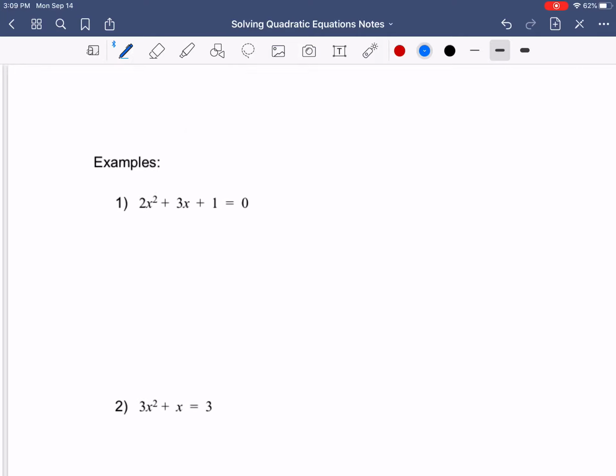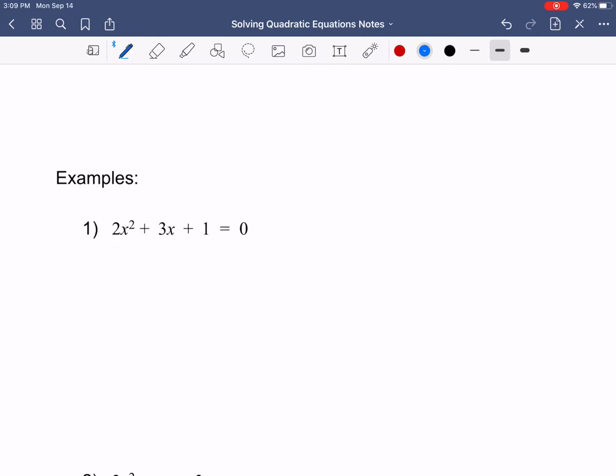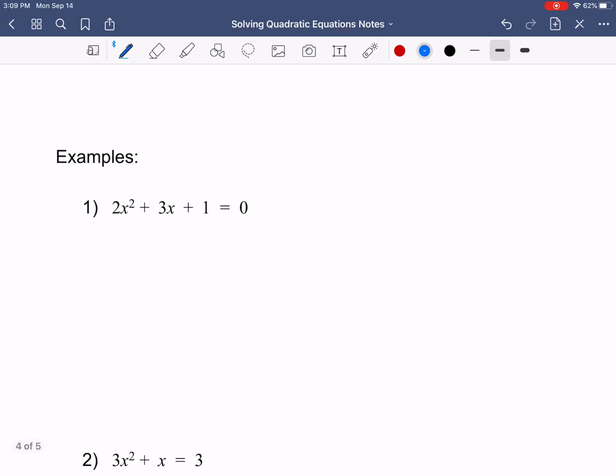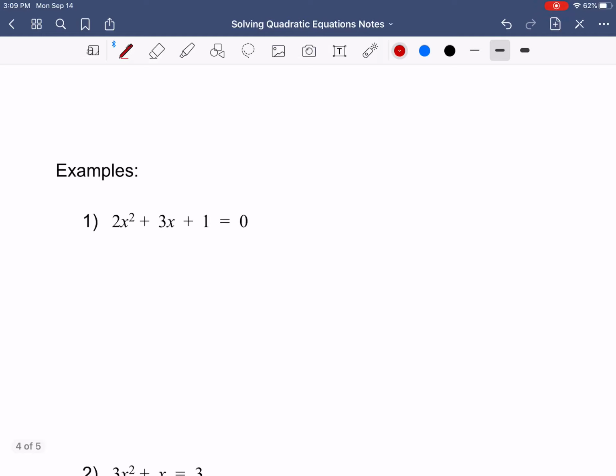So you're going to want to flip your page over to the other side, or get a separate sheet of paper, because you'll do one picture of the notes part and then one picture of the examples part. So we're going to do an example of 2x squared plus 3x plus 1 equals 0. So it's perfect. It's in that form where we have a, b, c, and it's equal to 0.